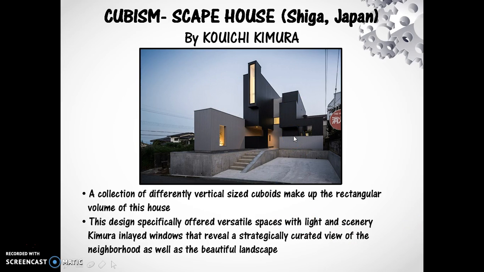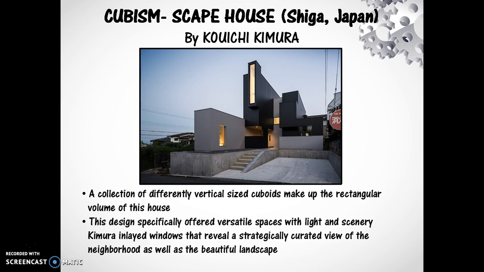It's a collection of differently vertical sized cuboids that make up the rectangular volume of the house, and it creates a modern feel that offers residents a unique experience with the landscape around it. For your information, this Scape House is actually located on hills, so it has a very beautiful landscape view of nature. It's a very big view for the landscape.